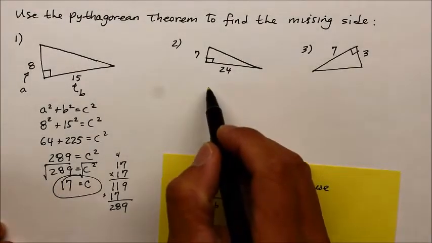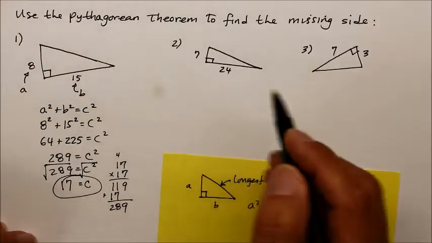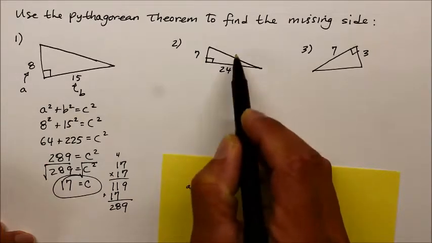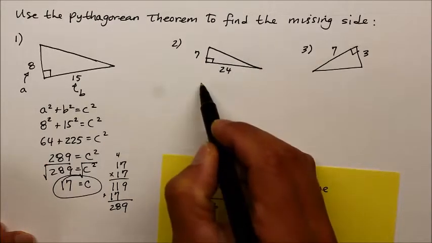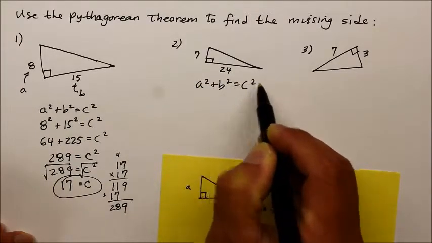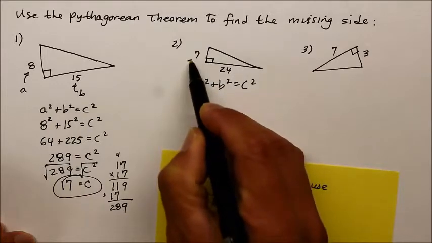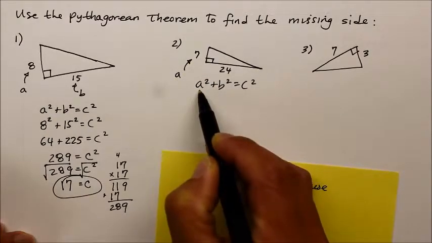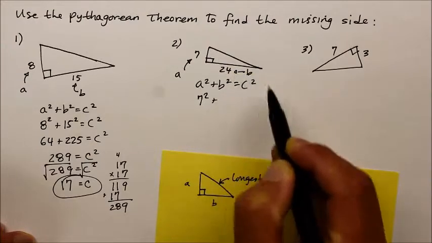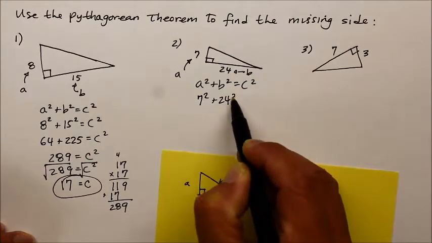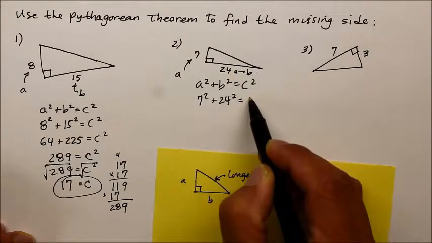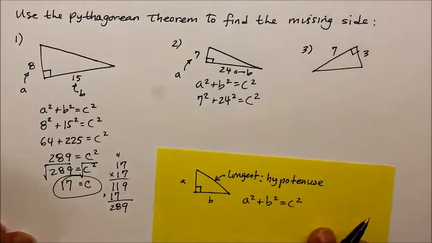Okay, now number 2. Here's the A, here's the B. We're looking for the missing side C. So we're going to use the Pythagorean Theorem, a squared plus b squared equals c squared. Since this is the A, we're going to substitute it here, so that's 7 squared. And that's the B, so that's going to be 24 squared. C is what we don't know, so we're going to solve for that in a minute.